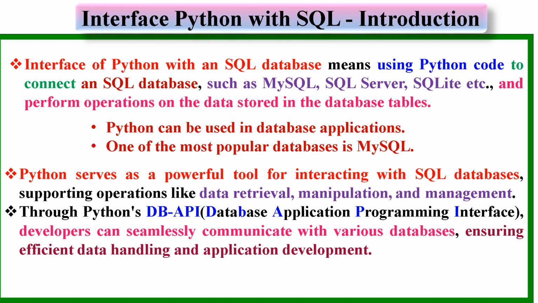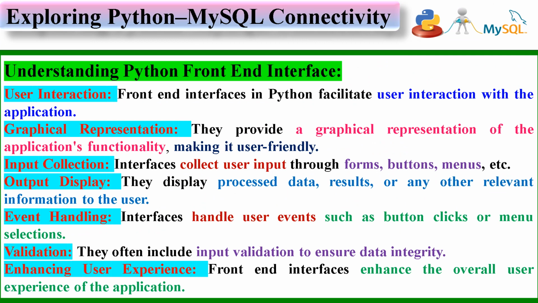Through Python's DB API, Database Application Programming Interface, developers can seamlessly communicate with various databases, ensuring efficient data handling in application development. Python Database API supports a wide range of database servers such as Gadfly, MySQL, PostgreSQL, Microsoft SQL Server 2000, Informix, Interbase, Oracle, Sybase, etc. Let's explore the Python and MySQL connectivity.